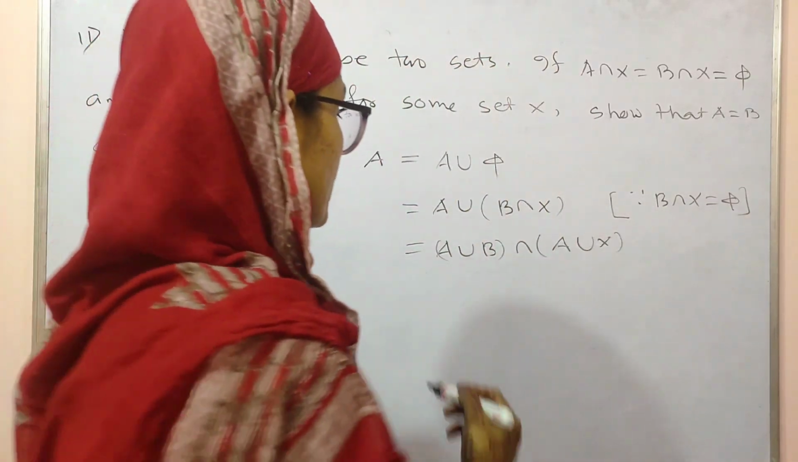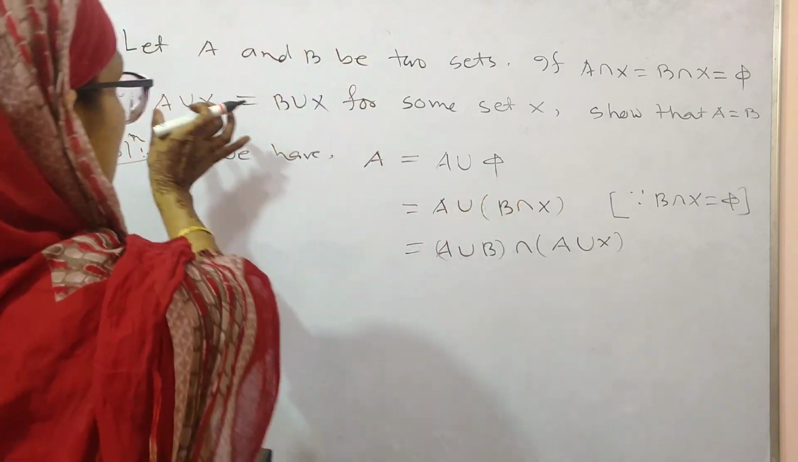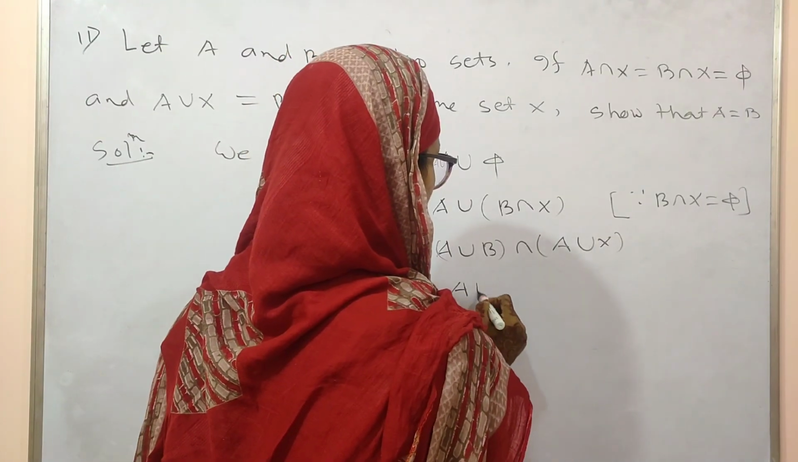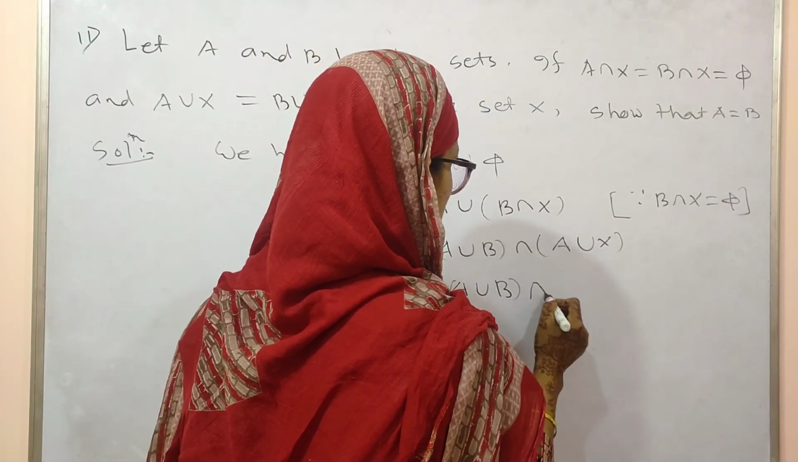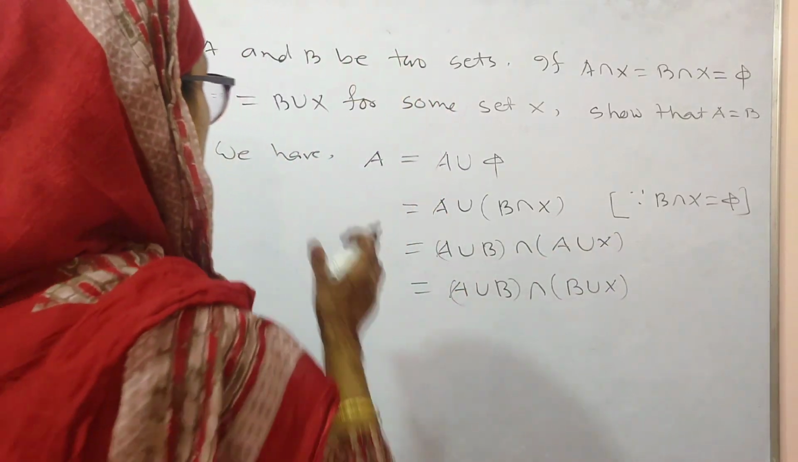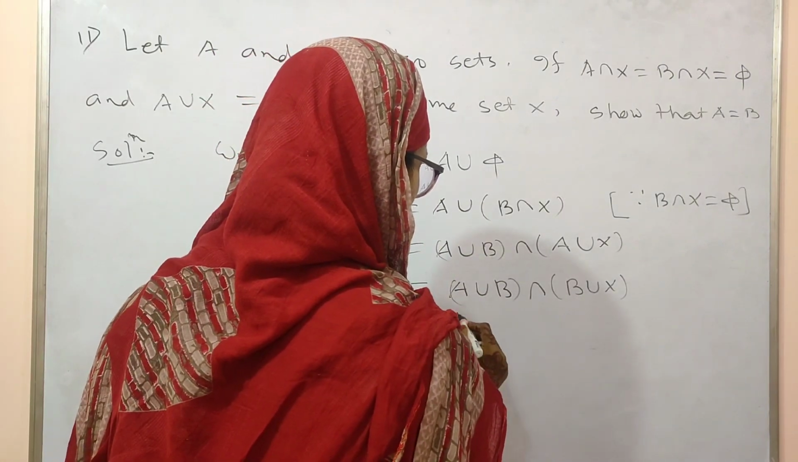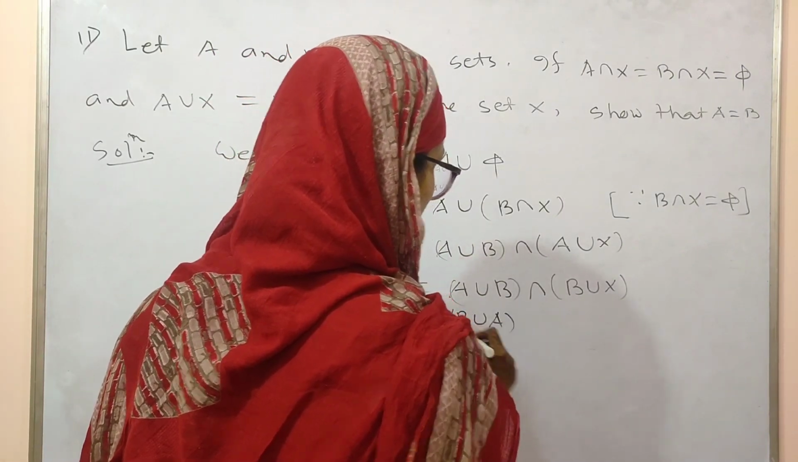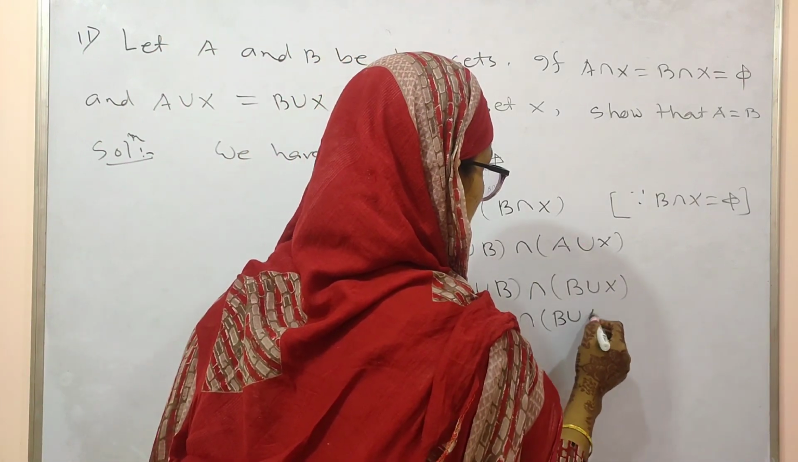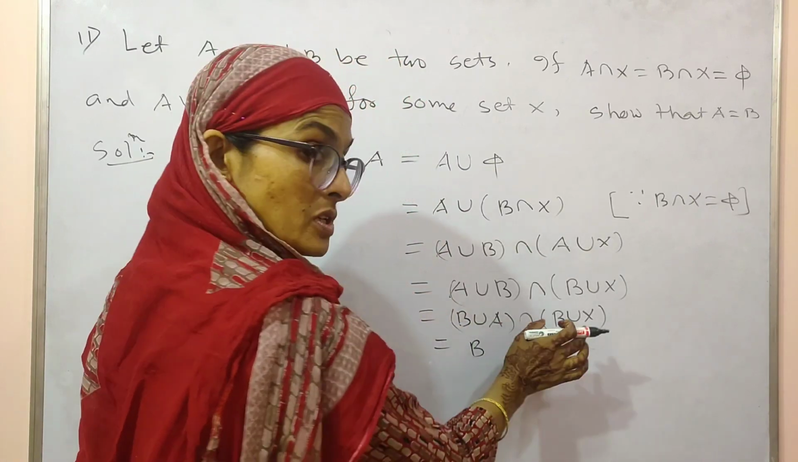Next write down here (A union B) intersection (A union X). That means you can write B union X. So write down (A union B) intersection (B union X). A union X and B union X are the same thing. So (A union B) intersection (B union X), you can write B, this one distributive law.